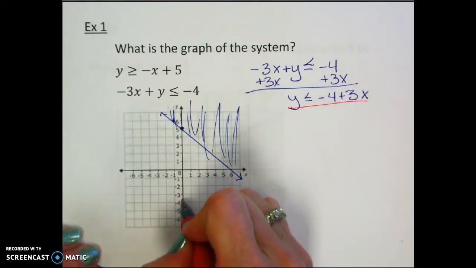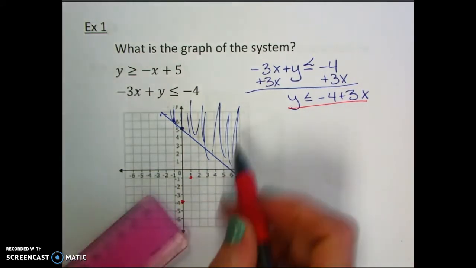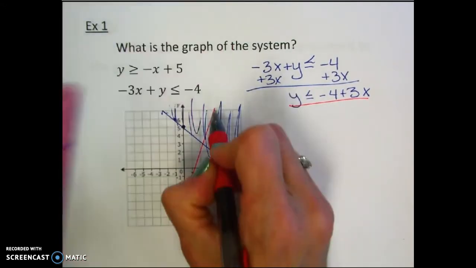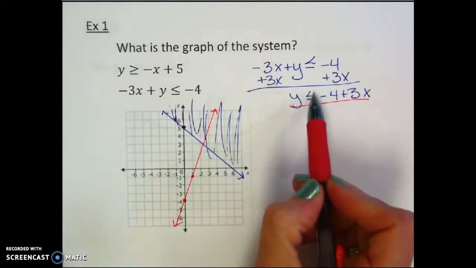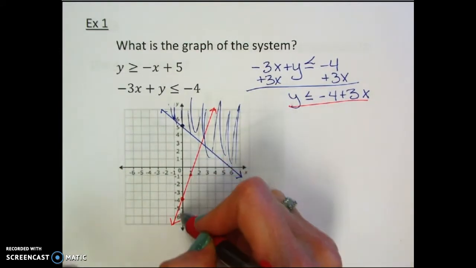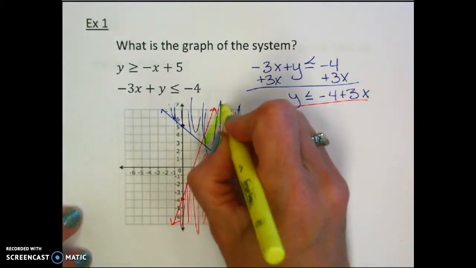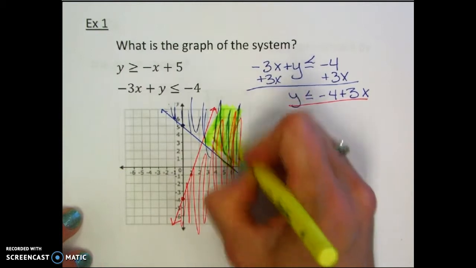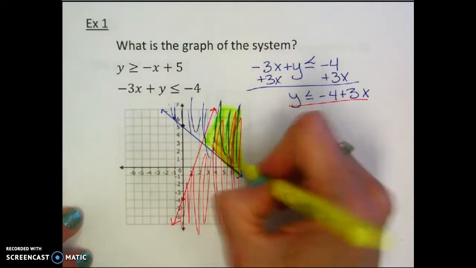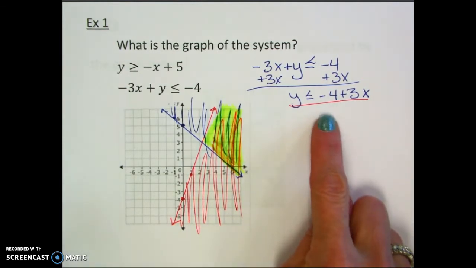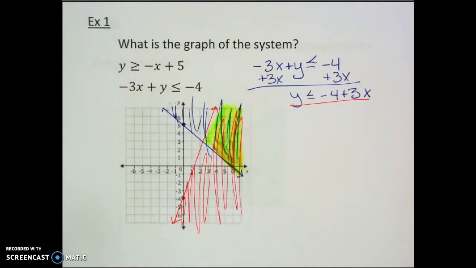Now this one, the y-intercept is at -4, doing this one in red. The slope is 3, so rise 3 over 1. This is also equal to, so it's going to be a solid line. And then this one is shaded less than, so less than is below. The final answer is where they have the double shading. So all of this would be where your final answer is. The stuff in red works in this equation, the stuff in blue works in this equation, but the stuff in yellow works in both equations, which is the solution to our system.